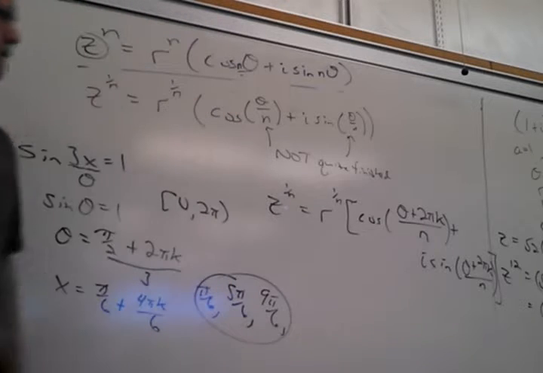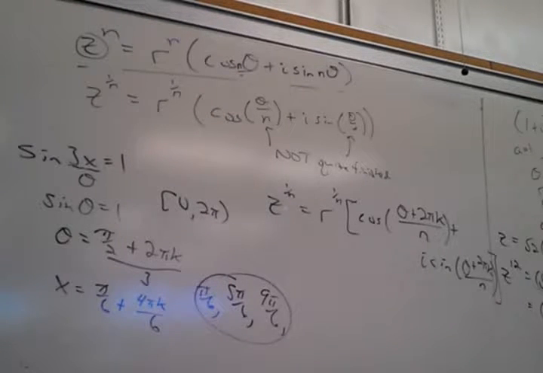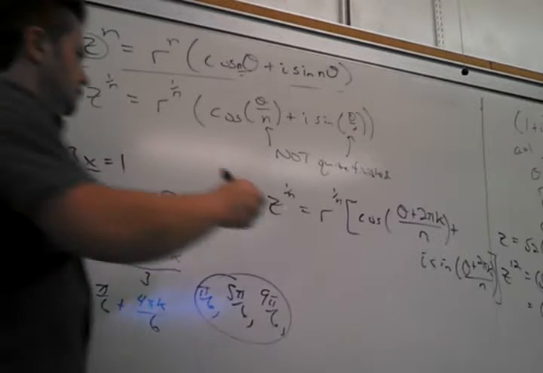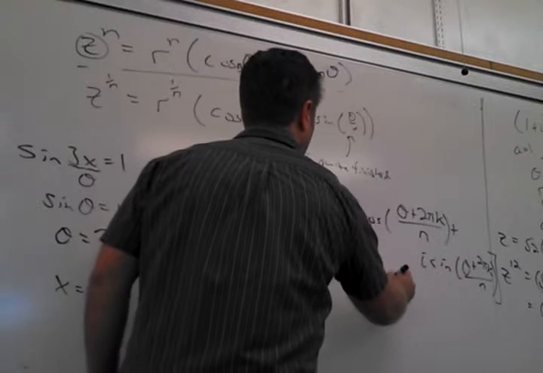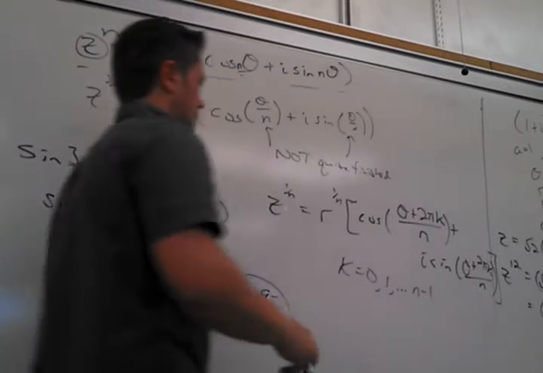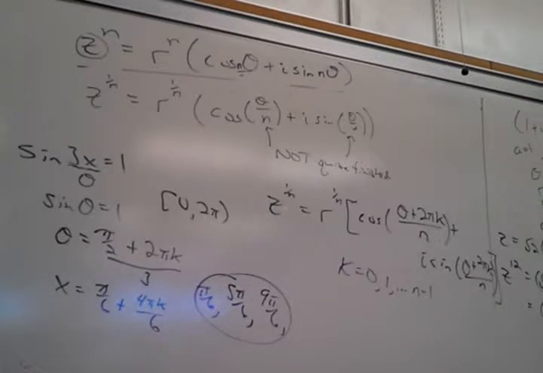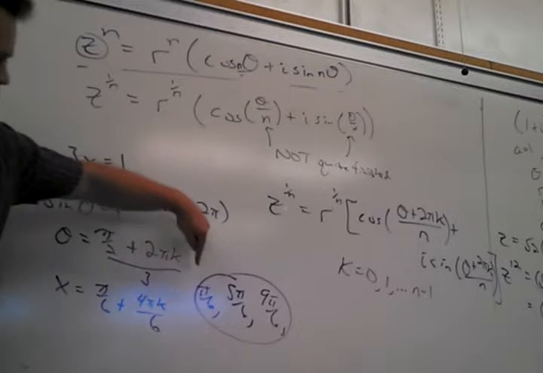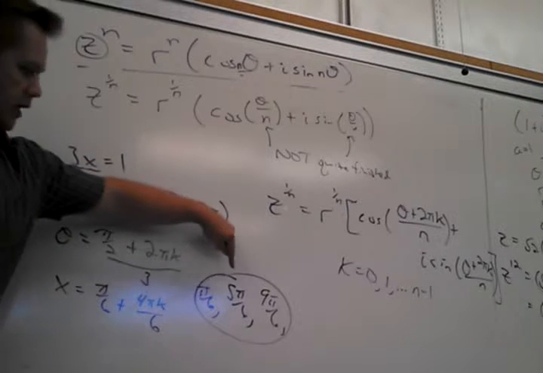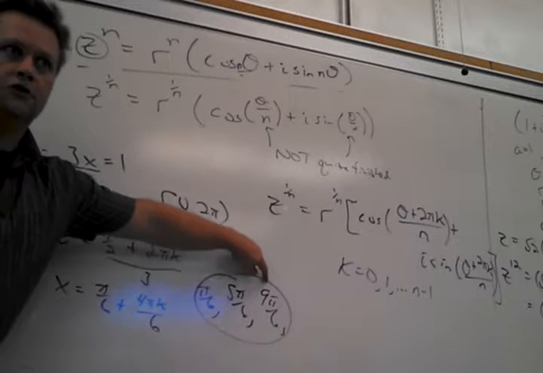Like that. And this is true for k equal to 0 up through n minus 1. And think about what happened here. This was for k equals 0. This is k equals 1. This is k equals 2.